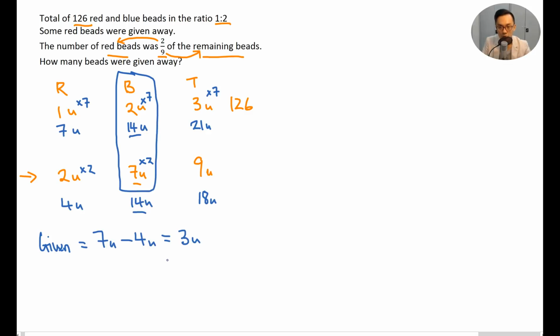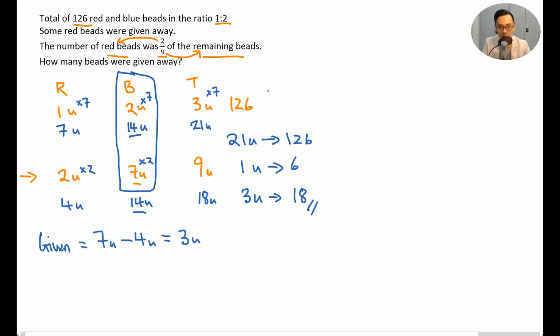Now question, how much is 1 unit? So we need to find 1 unit. From here, we can actually decide that 21 units is 126. And therefore, 1 unit is 6. And if I have 3 units, that means it's 18. So my answer is I have given 18 beads away.